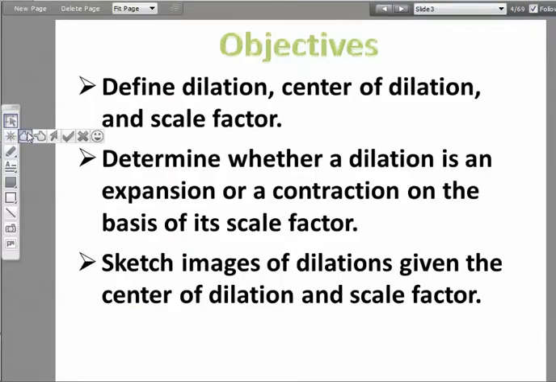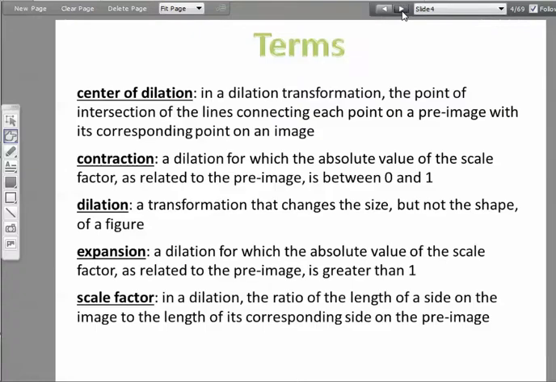Okay, let's look here at what our objectives in this lesson are. We're going to define dilation, center of dilation, and scale factor. We're going to determine whether a dilation is an expansion or a contraction on the basis of its scale factor. And then we're going to sketch images of dilations, given the center of dilation and the scale factor. Here are the terms that we're going to be defining in addition to the ones we said, which I think all we have left is contraction and expansion. But we'll be defining these as we go through the lesson.